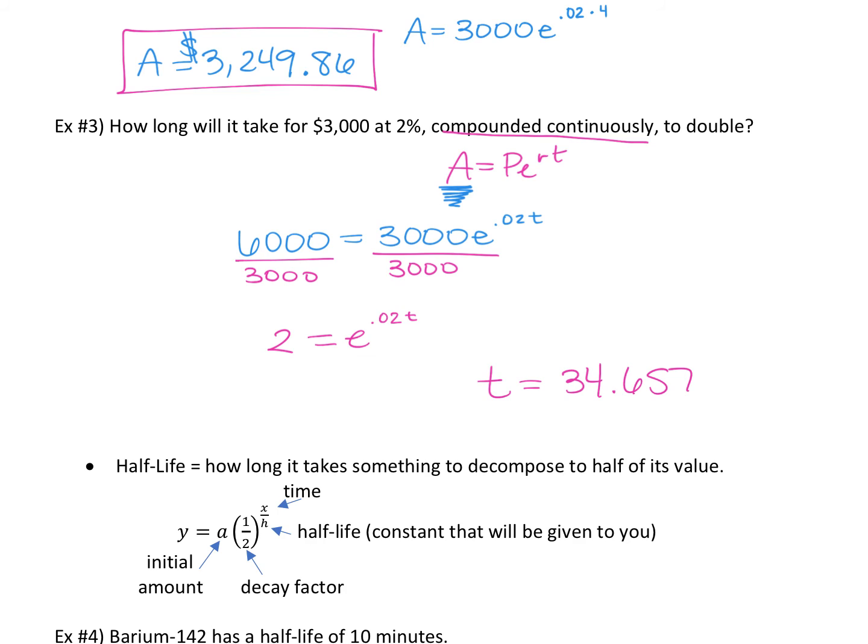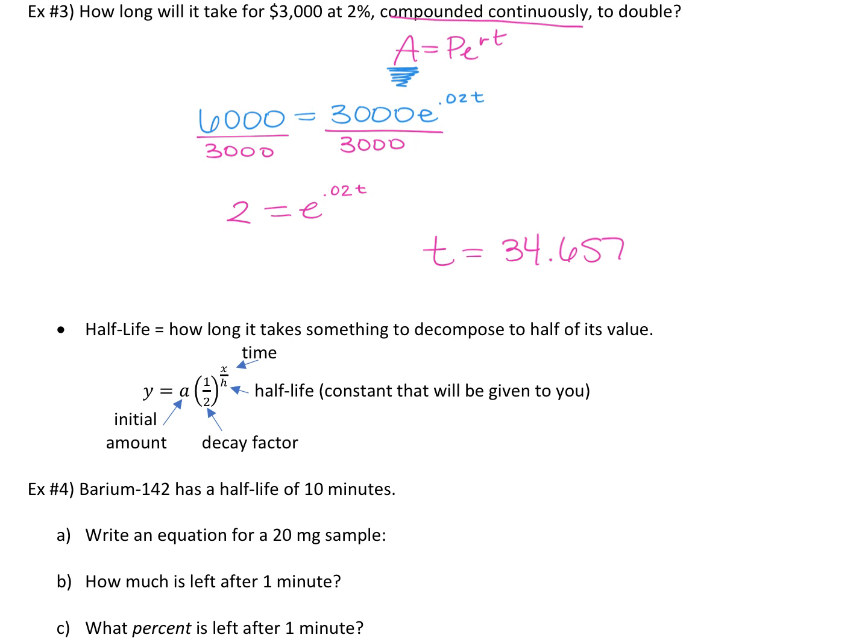So if you did the guess and check way, you'd probably tell me 35, because when you type in 35, you get 2.01, so it's close. If you do the graphing way, it's saying at 34.6 years-ish, 34.7 years is where we would double, where it would double.